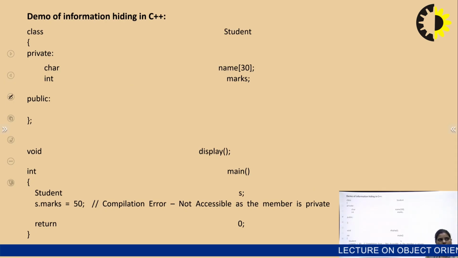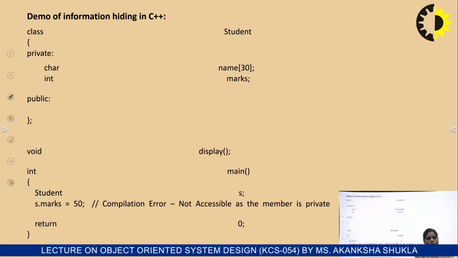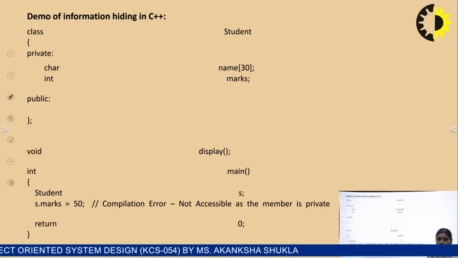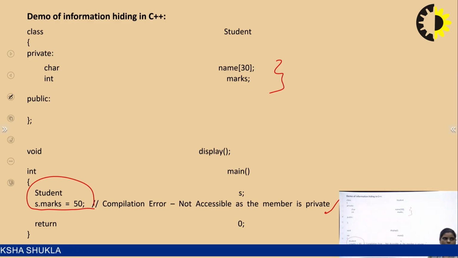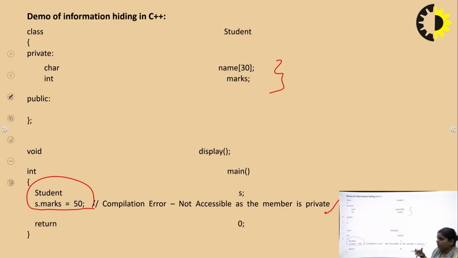Here is a demo of information hiding in C++. Class Student is given here, with private members. The variables are declared: an integer variable marks, and a char variable to declare the name. Then we use the public section, in which we define the method void display, and here we have Student s and its marks are set to 50. Here a compilation error is raised because the member is private, so the details of this class will not be accessible by the programmer. This example clearly shows how we can use restrictions over particular classes.